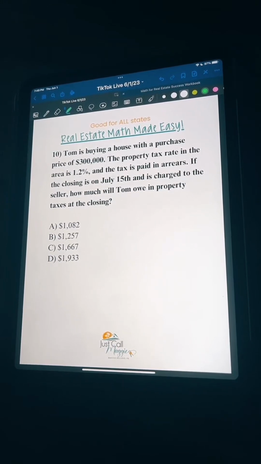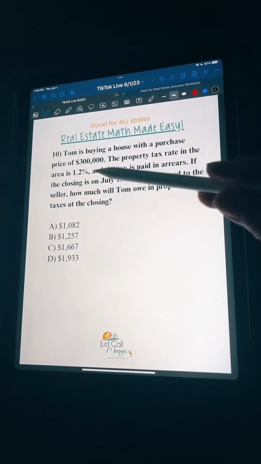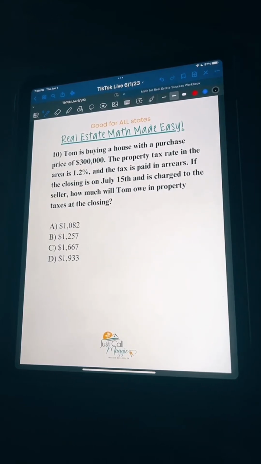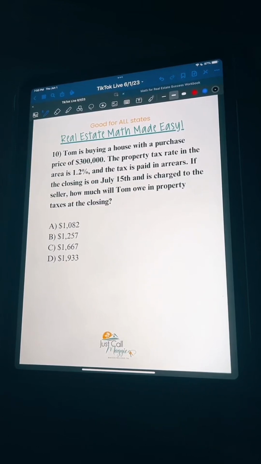Okay, so let's look at this number 10. It says, Tom is buying a house with a purchase price of $300,000. The property tax rate in the area is 1.2%, and the tax is paid in arrears. If the closing is on July 15th and is charged to the seller, how much will Tom owe in property taxes at the closing? All right, this is a proration problem. A lot of states have this. This is a proration problem.